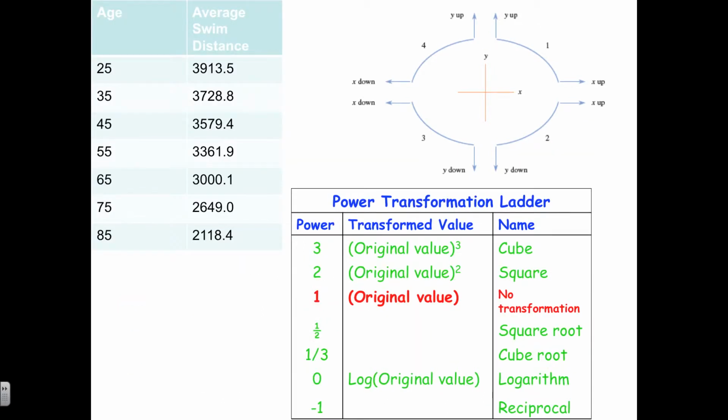I have another problem here. This one is out of the textbook as well. It's one of the section problems. I have an age and I have the average swim distance. I don't even remember for what. But I want to use my calculator to figure out, first of all, we'll look at the original data, but figure out what would be best to do.